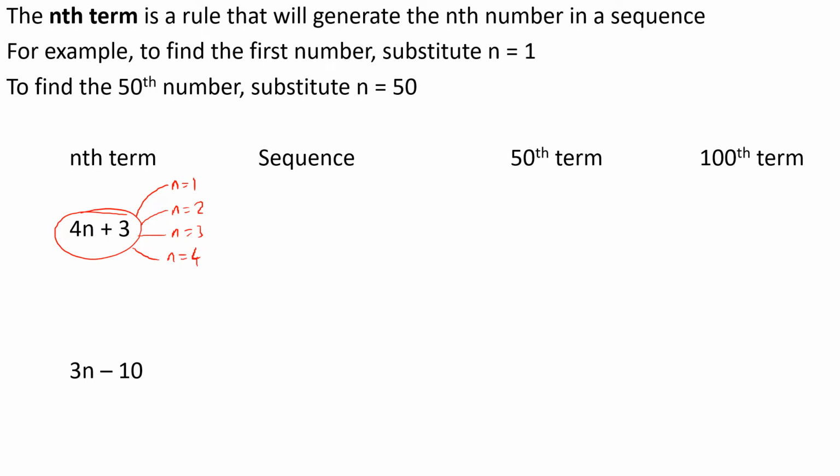Well, 4n plus 3. If n equals 1, then we're doing the sum 4 times 1 plus 3. That gives us the answer 7. If we're subbing in 2, we're doing 4 times 2 plus 3. 4 times 3 plus 3 for n is 3, and 4 times 4 plus 3. So we can get that the sequence looks like 7, 11, 15, 19.